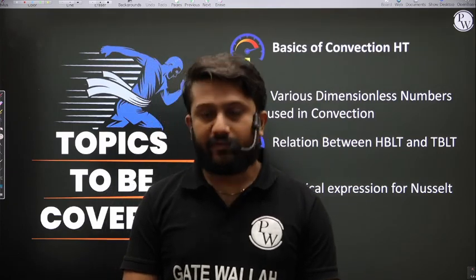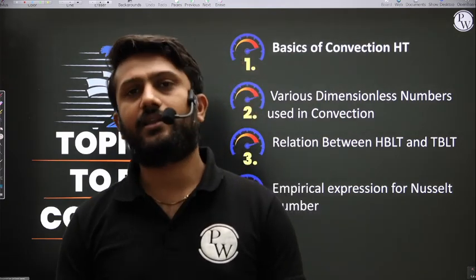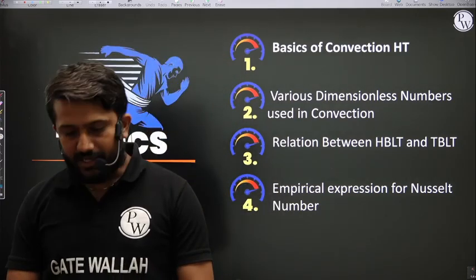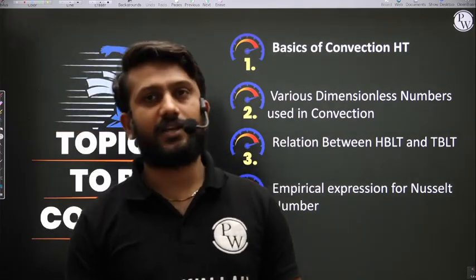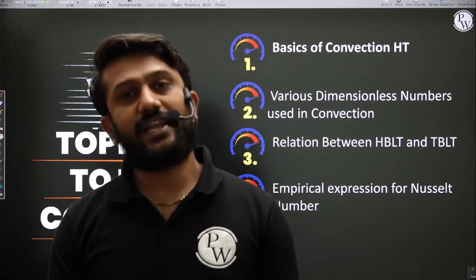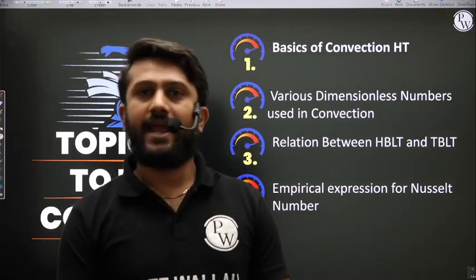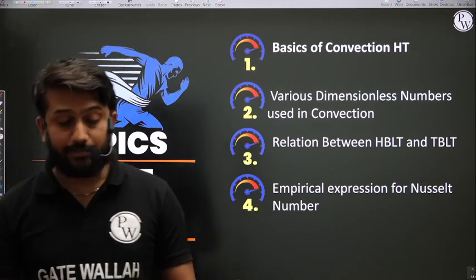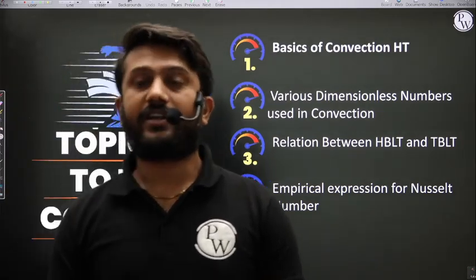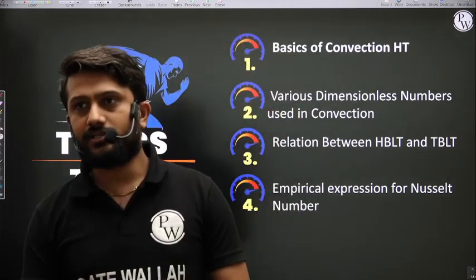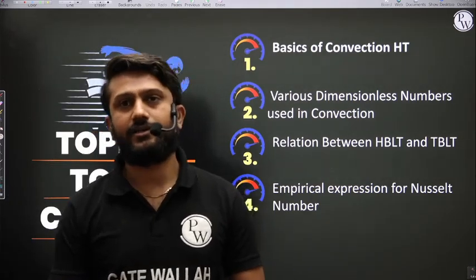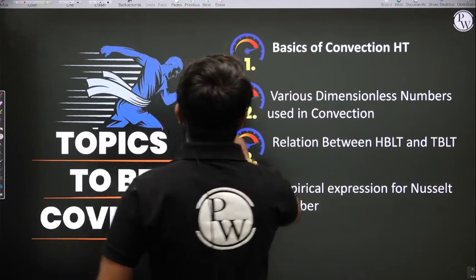Then after that we will discuss the hydrodynamic boundary layer concept, right? Hydrodynamic boundary layer thickness and the turbulent boundary layer thickness, and after that the relation between these two. And after that we will discuss some empirical relations which are used to calculate the Nusselt number, okay? So let's start our discussion.